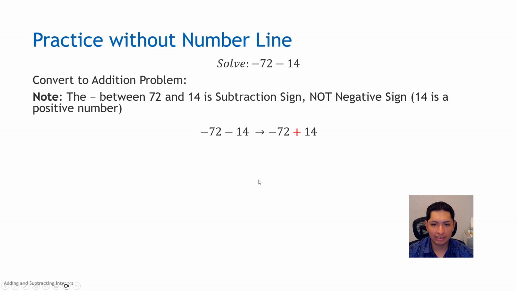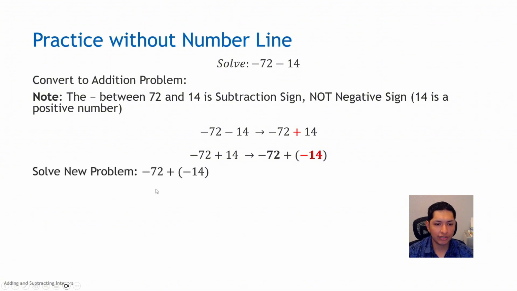But then the second step is to convert that second number into its opposite sign. As I've been saying, 14 is a positive number, but now we need to change the sign of that, and now it becomes a negative number. And now see how this negative number is written in parentheses? That is how you'll likely see it the most often, with less confusion between whether it's a subtraction sign or a negative sign. Now that we've converted this problem, the new problem is negative 72 plus negative 14.